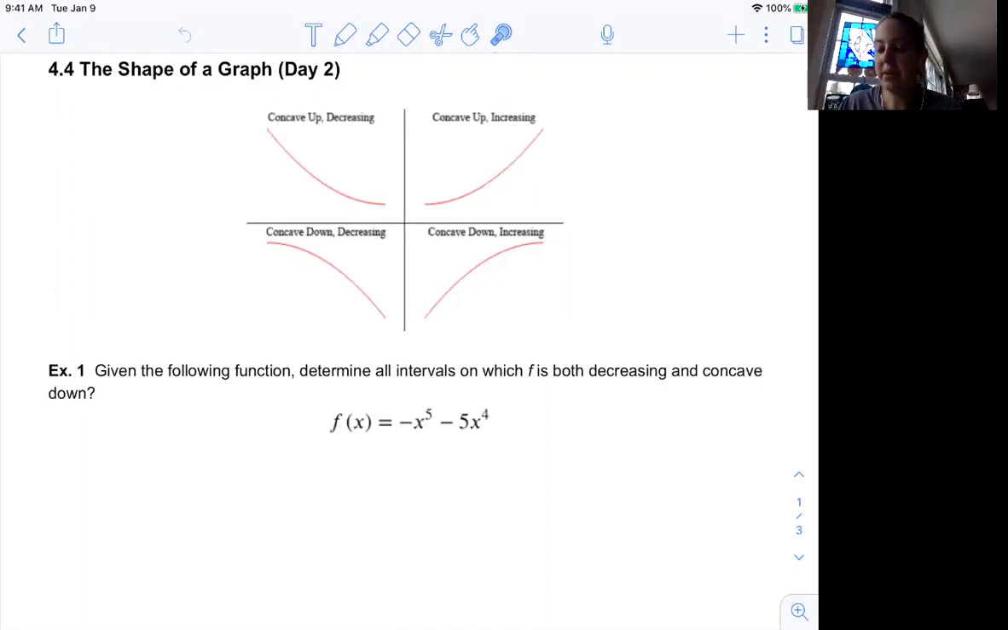What we're going to do, and this is only one example, is given the following function, determine all intervals on which f is both decreasing and concave down. So decreasing and concave down. That's how Delta Math is going to ask it. Decreasing and concave down is this curve, so we want to know which part has that curve. For the process today, I'll show you how to get all four of those pieces, if all four are applicable, maybe it's only one or two. But Delta Math is only asking for one piece at a time.